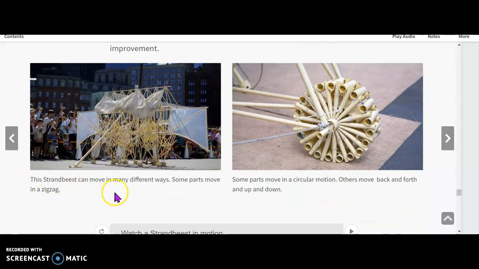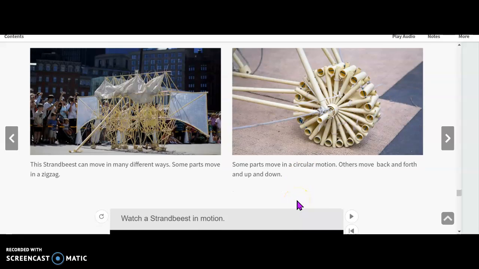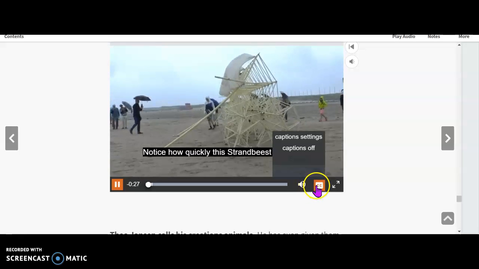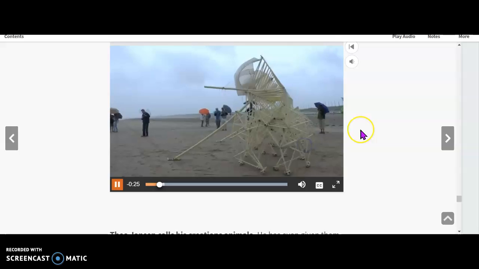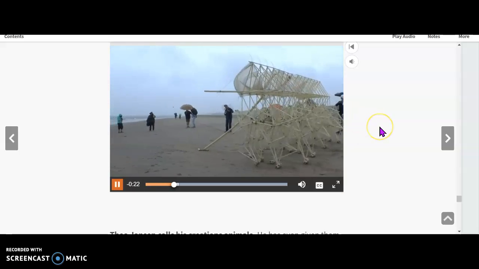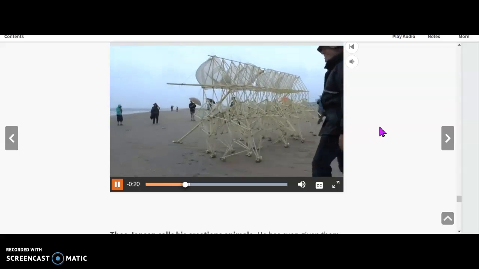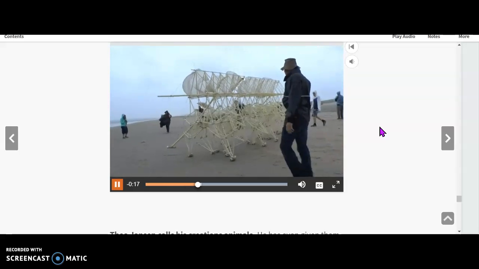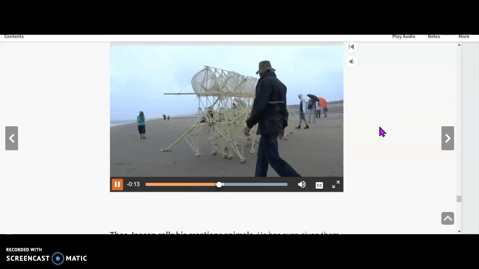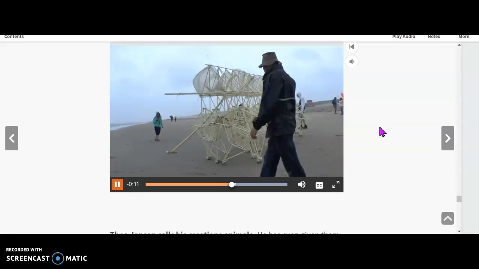So this strand beast can move in many different ways. Some parts move in a zigzag. Some parts move in a circular motion. Others move back and forth and up and down. So watch it in motion. So cool. Look at all the different motions. This took him a very long time to make, but he made this. Look at all the different motions, circular, back and forth, zigzag, up and down.